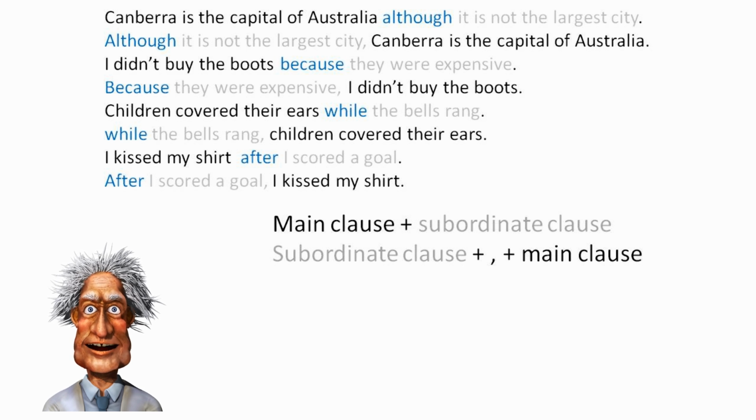I kissed my shirt after I scored a goal. After I scored a goal, comma, I kissed my shirt. So it started with a subordinate clause: subordinate clause, comma, main clause. Using a complex sentence can add interest and detail to a sentence and help your writing to flow, so try to use them in your writing.